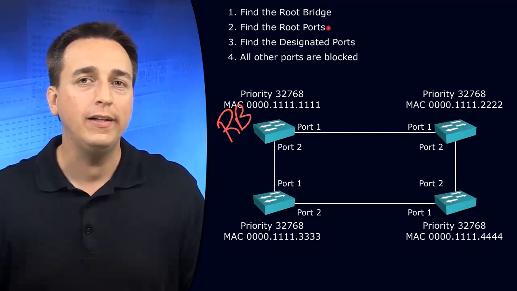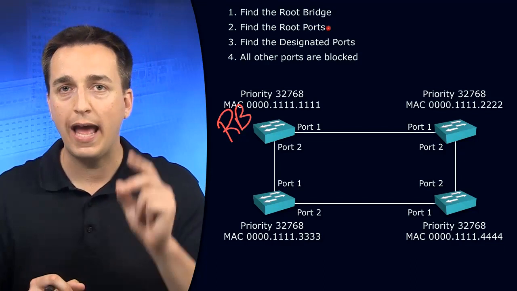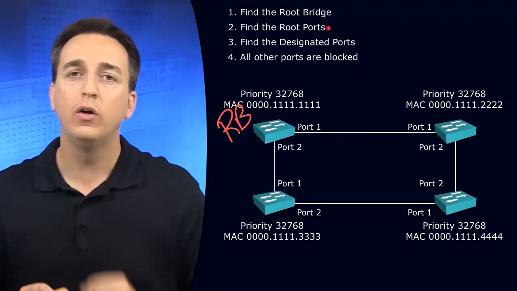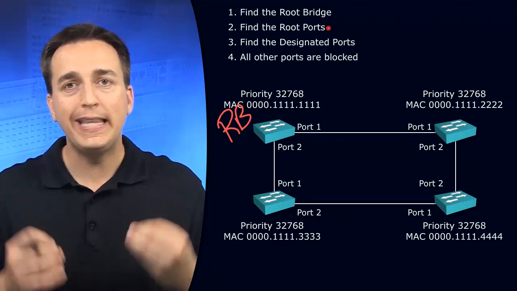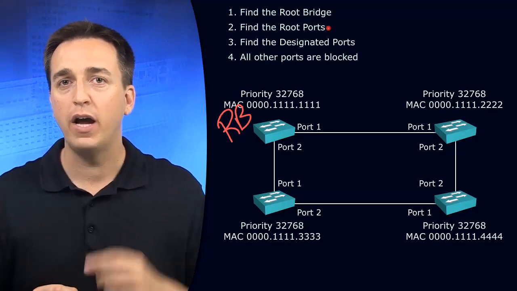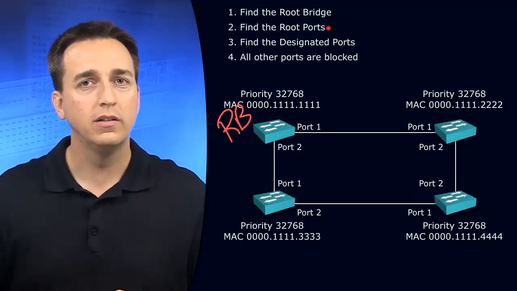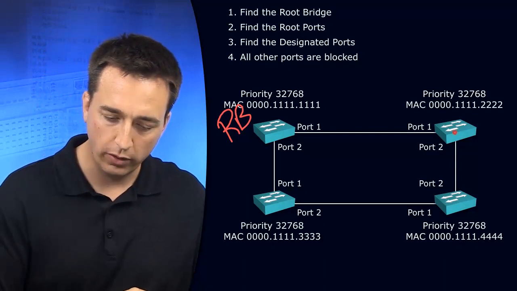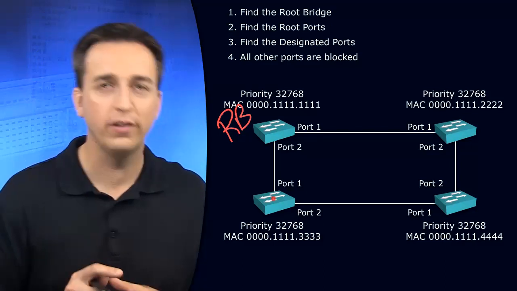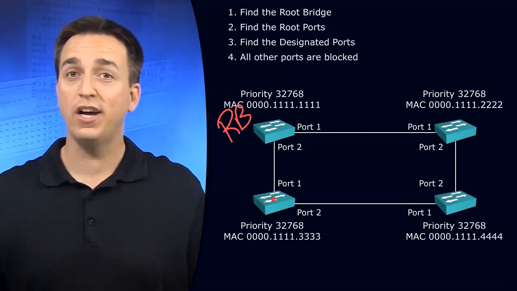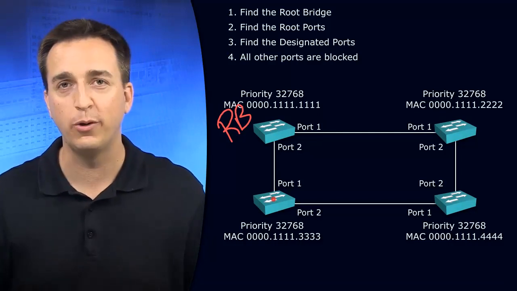And it's important to realize that the non-root bridges can only have one root port, which means that in this topology, we only have to find three total root ports. One for this switch, one for this switch, and one for this switch. Meaning you can check your work as you go along with spanning tree protocol.